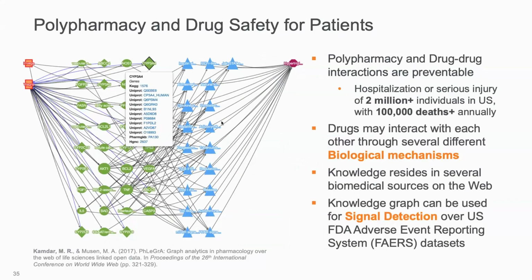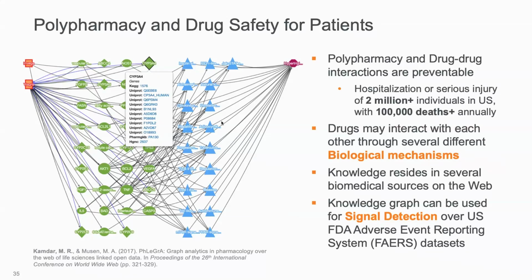So this is an application, once again, from my graduate school days, where we developed this huge systems pharmacology knowledge graph. And the reason why we did this was because polypharmacy and drug-drug interactions lead to hospitalization and serious injury of more than 2 million individuals in the US, with 100,000 deaths annually. And these drug-drug interactions are often preventable, but they are often not known because when a patient is prescribed multiple drugs, these drugs may interact in a patient's body through several different biological mechanisms. And the knowledge that defines these biological mechanisms often resides in several different sources on the web.